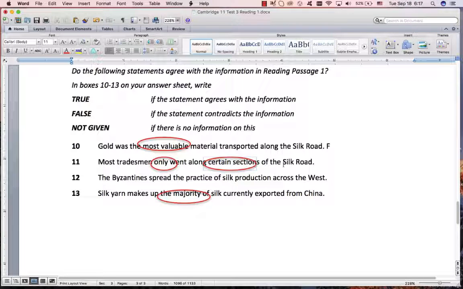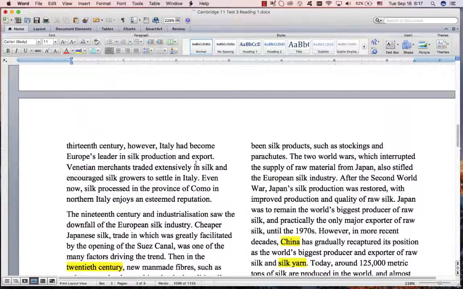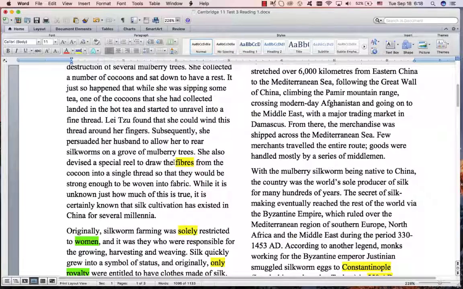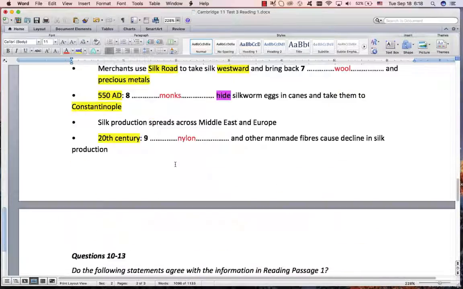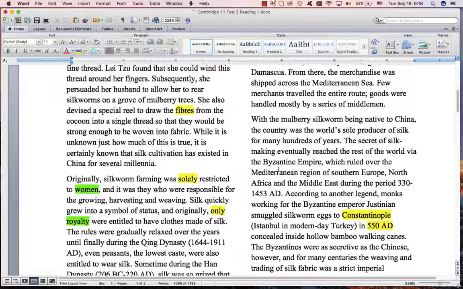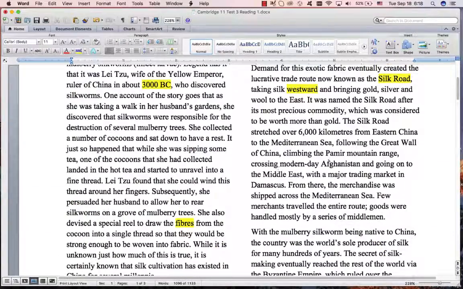Tradesmen only went along certain sections of the Silk Road. I think this is one of the more difficult ones. You need to find tradesmen. It was again quite a vocabulary issue. Just shows you how true, false, not given depends a lot on vocabulary a lot of the time. Anyway, can you see tradesmen? If you can't, what else could you scan for? I guess went, certain sections of the Silk Road. Parts, and there's tradesmen over there.